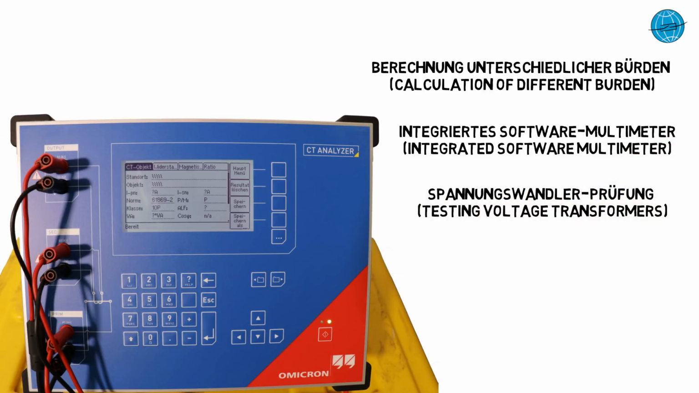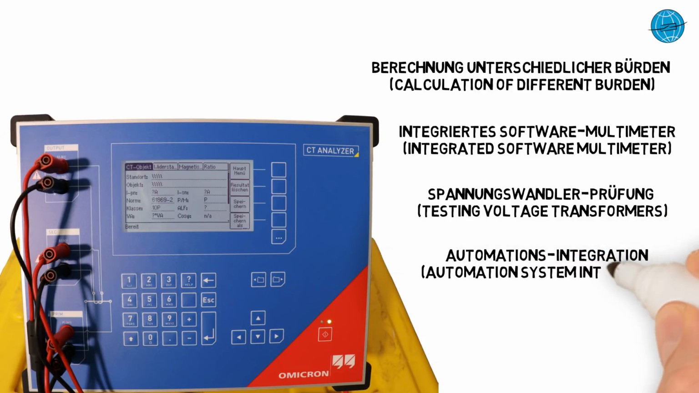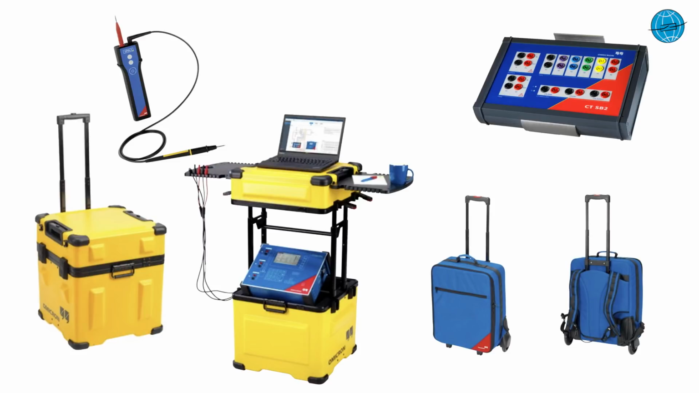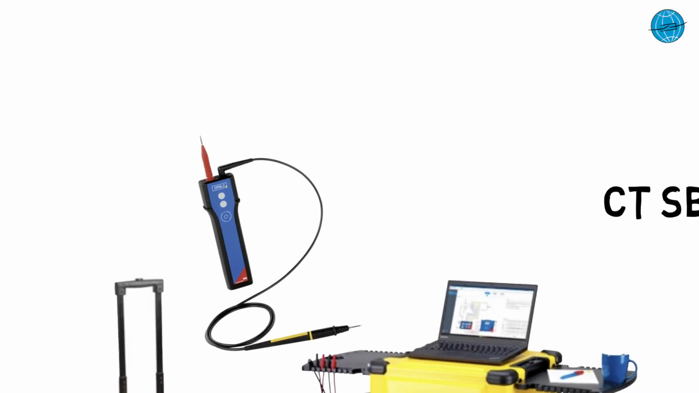Thanks to the existing and accessible user interface, users can also program their own test programs and design their individual test routines and integrate the device into automation systems. A handy list of optional accessories is also available, such as the CT SB2 switchbox for the testing of multi-tapped current transformers, with which up to 6 taps can be tested at the same time.